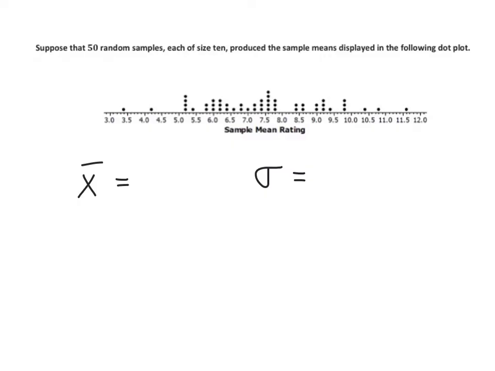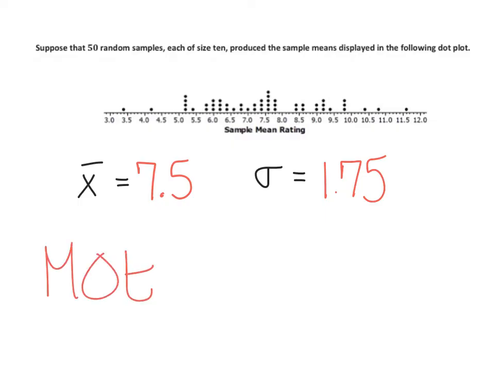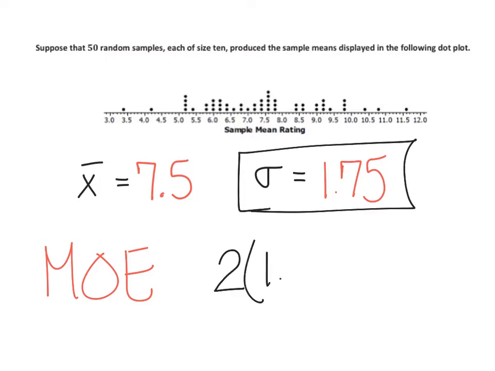So now that we estimated it, let me tell you, the actual mean is 7.5. And the standard deviation is 1.75. So if I wanted to calculate the margin of error, all I have to say to myself is it's 2 times the standard deviation. So 2 times 1.75. So my margin of error, I would say, is 3.5.